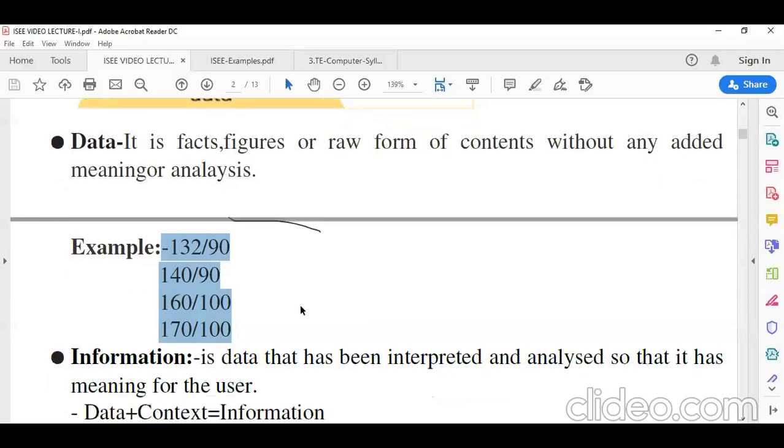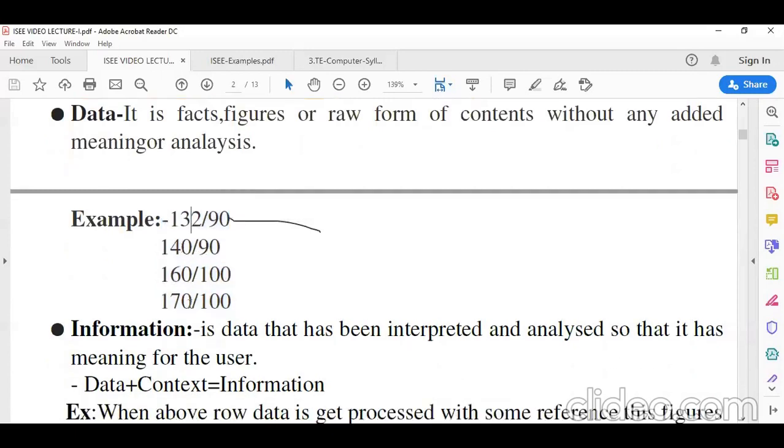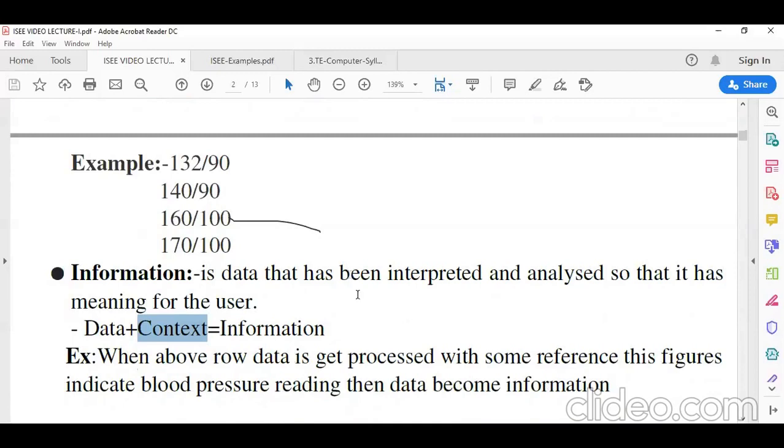But next, we get some reference related to this, or we add some context to that raw form data. As I have written here, data plus some context. Context means some reference or some meaning. Here I have added the reference that these readings, which you can see here, are readings indicating the levels of blood pressure. All of you agree?